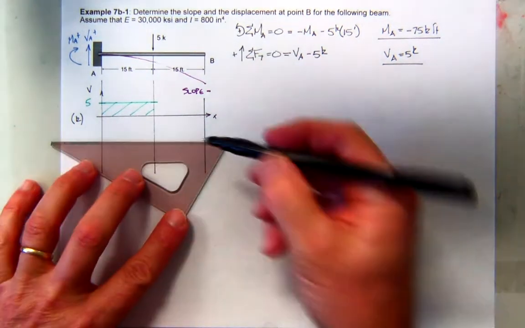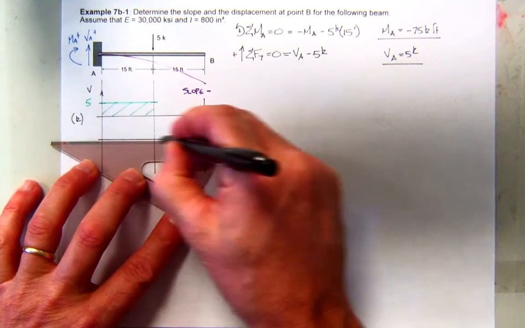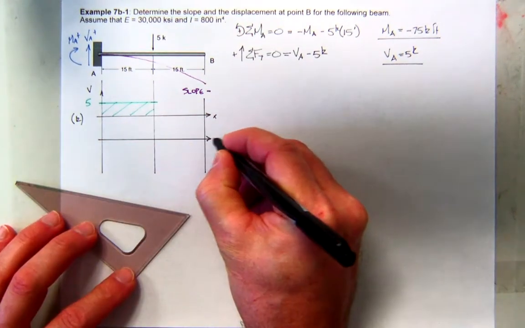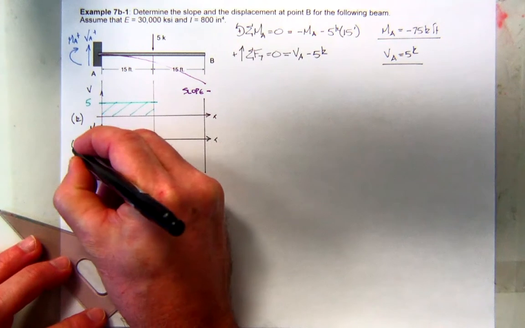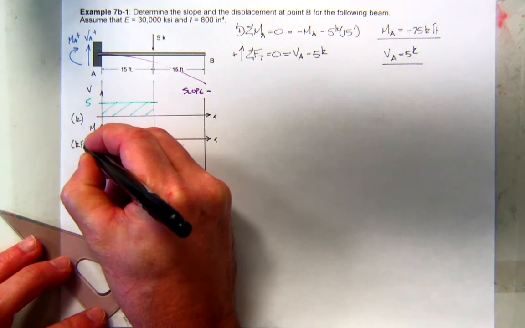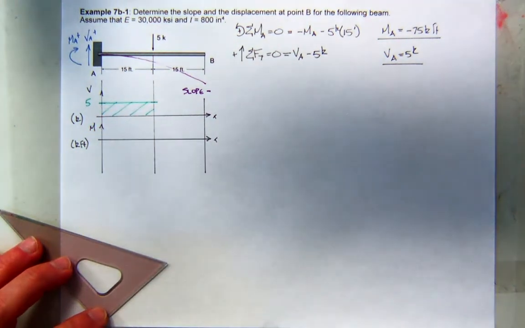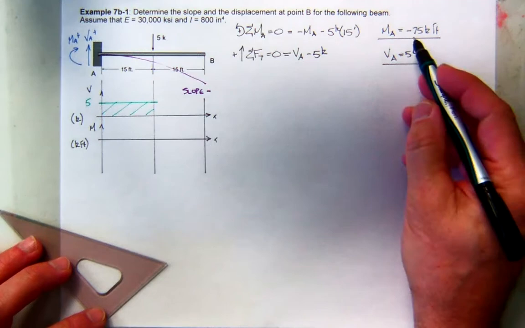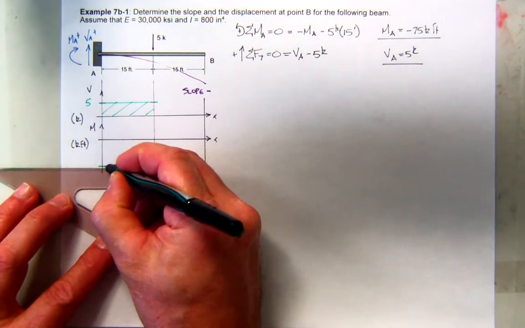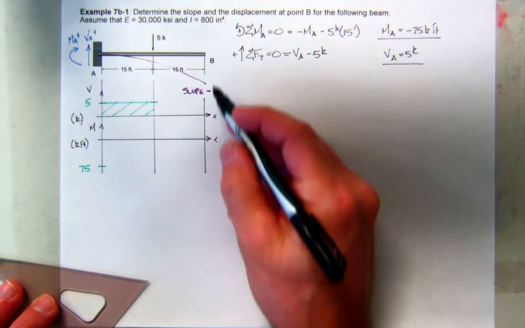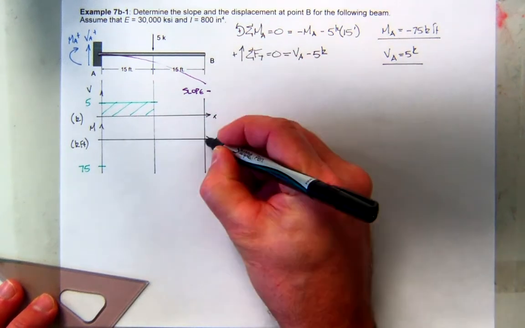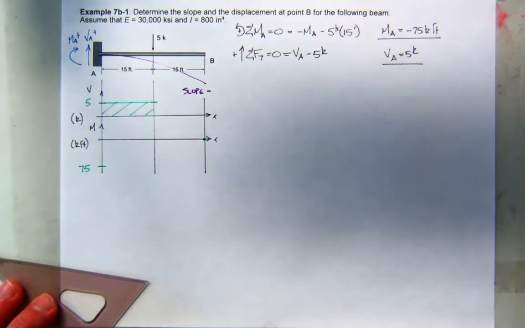So now we'll draw the moment diagram. And this will have units of kip feet. What's the moment at A? Oh, no, negative 75. What's the moment at B? 0. So I know where I'm starting and I know where I'm ending.